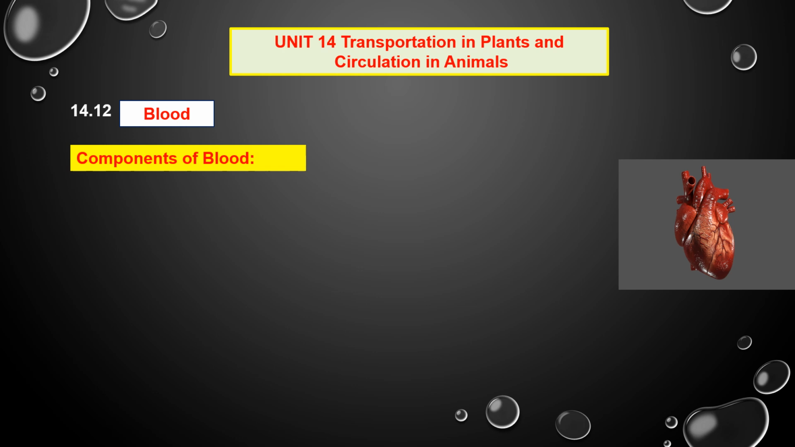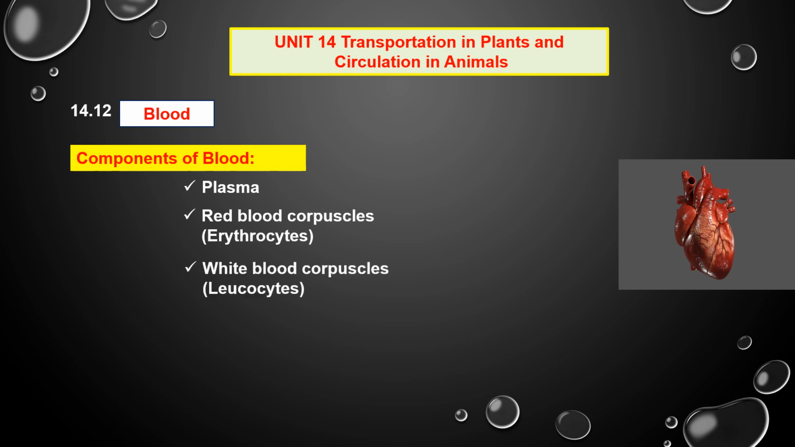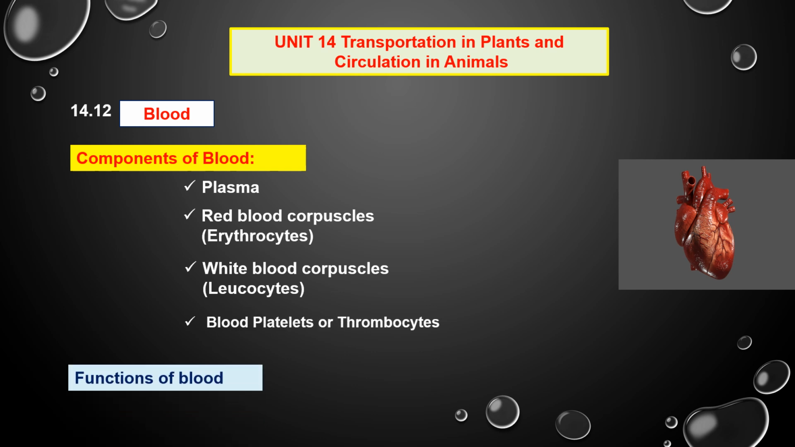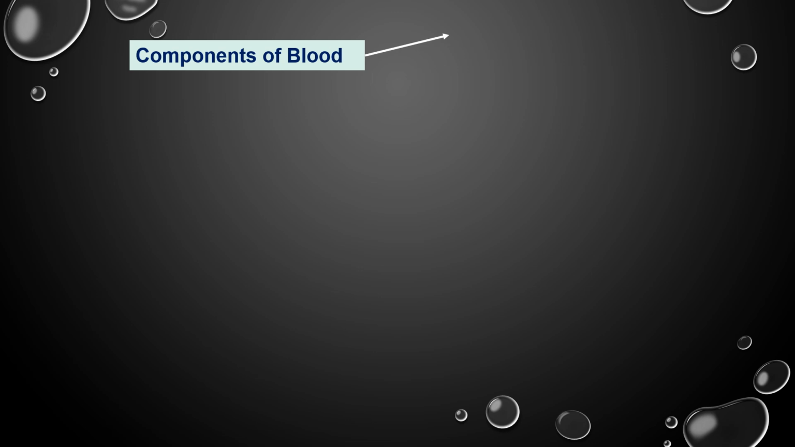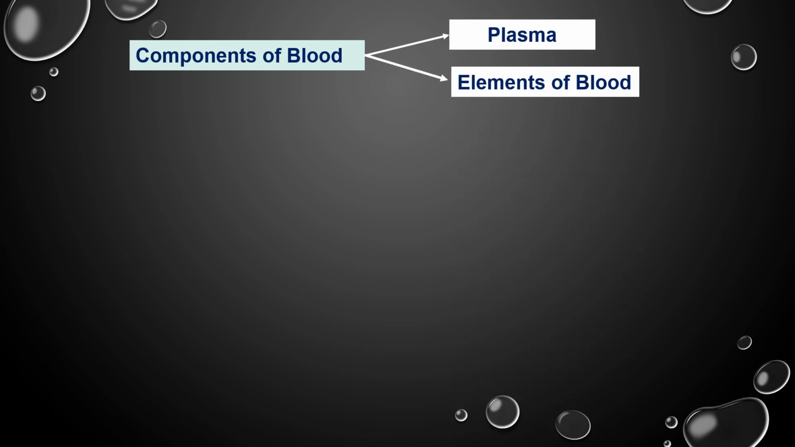Blood. Components of blood: plasma, red blood cells, otherwise erythrocytes, white blood cells, otherwise leukocytes, and blood platelets or thrombocytes. Functions of blood. Let us see one by one in detail. We will see components of blood. The blood contains two main components. First one is plasma. Second one is elements of blood.